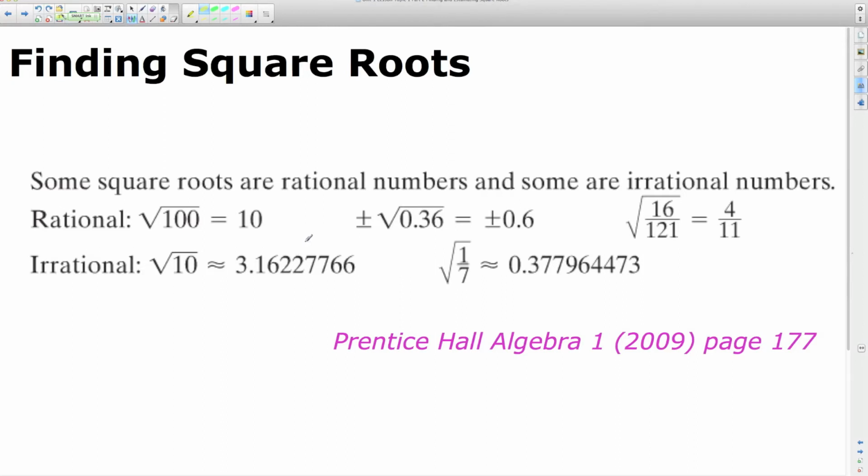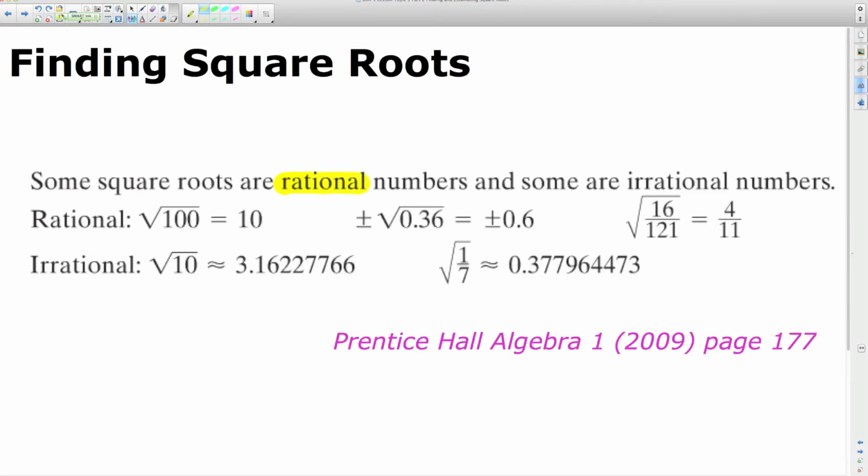Finding square roots, rational and irrational numbers. Take 1. Action.